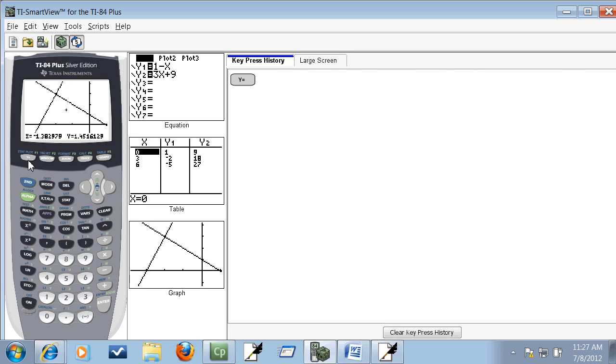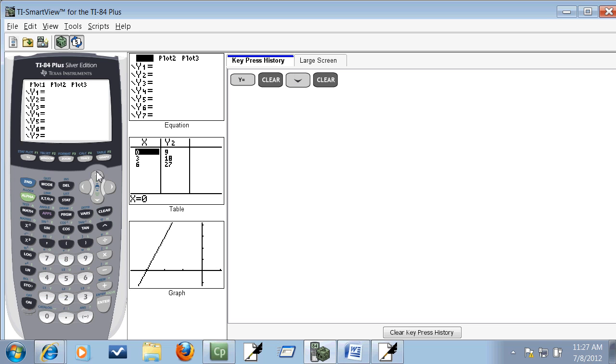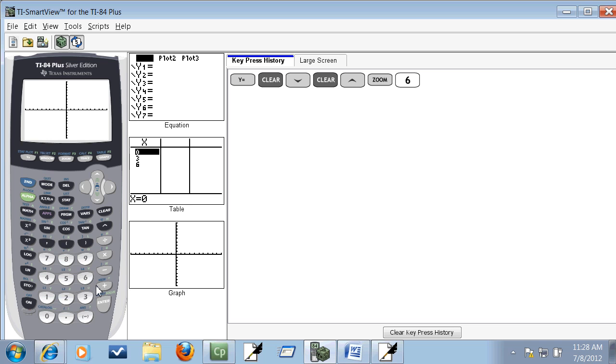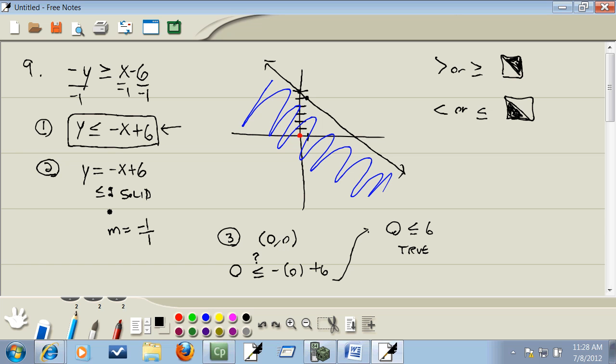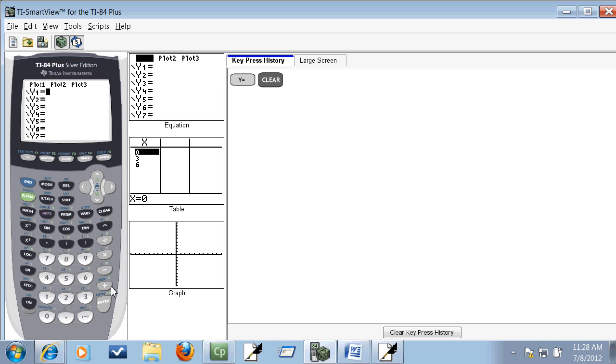So press y equals, clear, and then clear that. Okay. Now I need to set my zoom standard, Z standard, so I choose 6. Okay, now I'm where I needed to be. Press y equals, press clear. I didn't clear out my calculator from the previous problem. Then we got negative x plus 6, so I do a negative x plus 6.